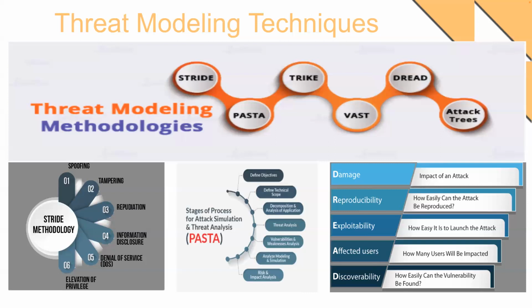So let's see. The types of threat in STRIDE are spoofing, tampering, repudiation, information disclosure, denial of service, elevation of privileges. So if I take the example of spoofing, we see what is violated. Take spoofing: what can be violated is authentication. And how is it violated? By impersonating something or someone known and trusted.